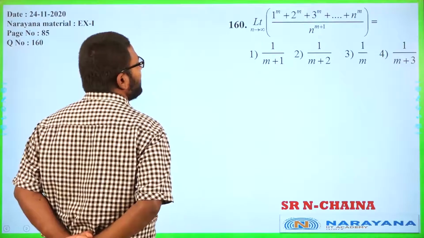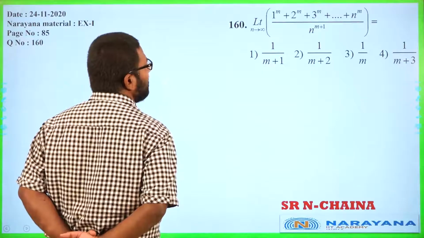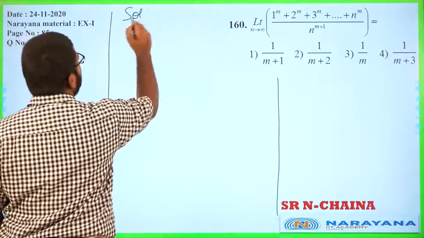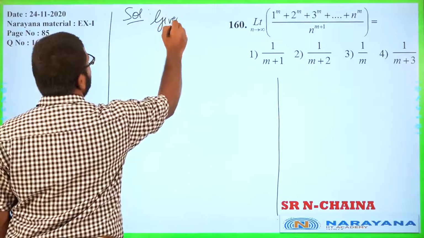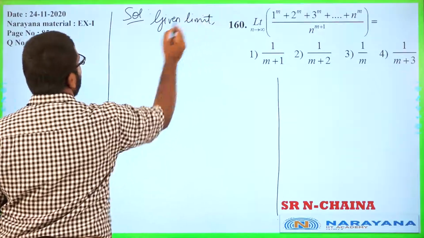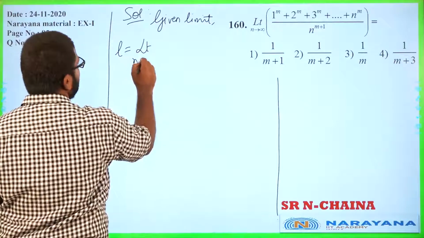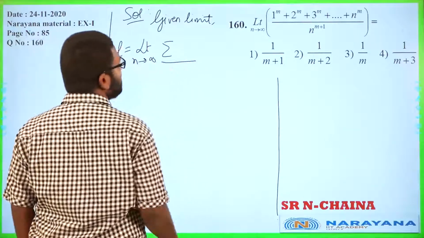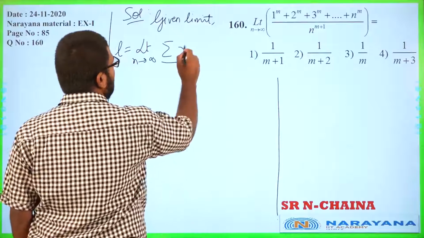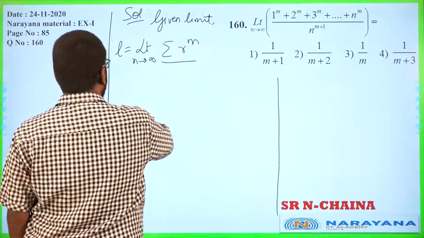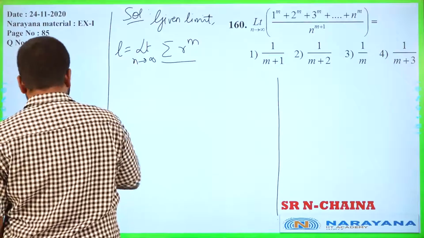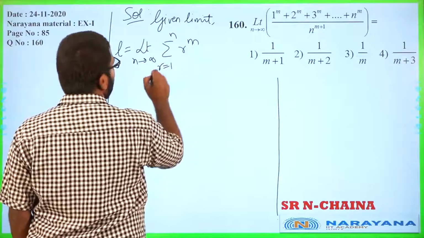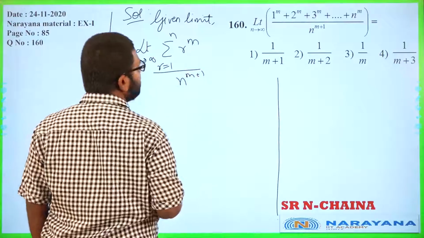Limit n tends to infinity of 1 raised to m, 2 raised to m, 3 raised to m up to n raised to m upon n raised to m plus 1. Again, for questions like this, it is always better to write the summation first, right? So, given the limit L equal to limit n tends to infinity summation. Now, can we write the sum as r raised to m, where r goes from 1 to n, the whole upon n raised to m plus 1.